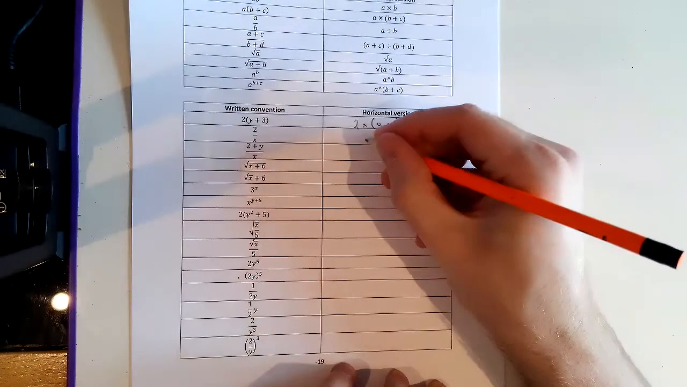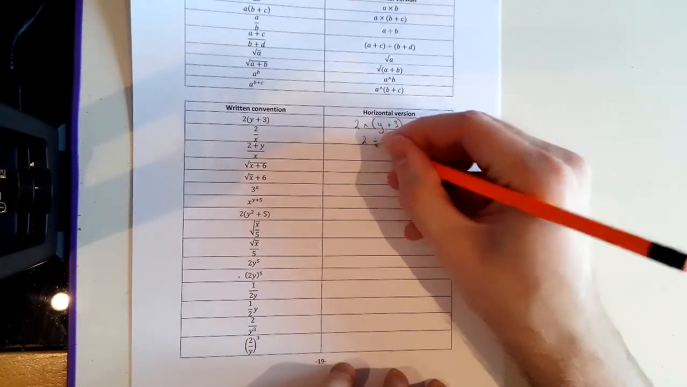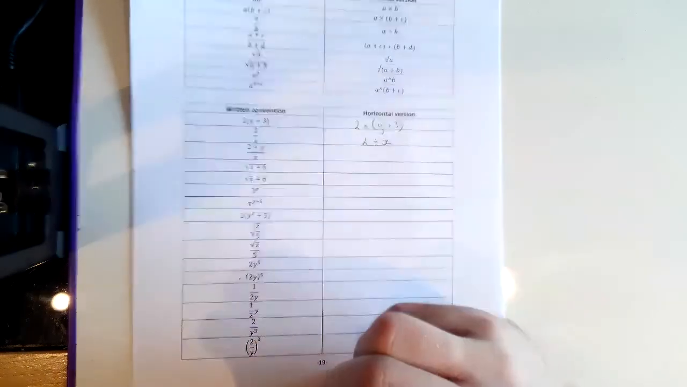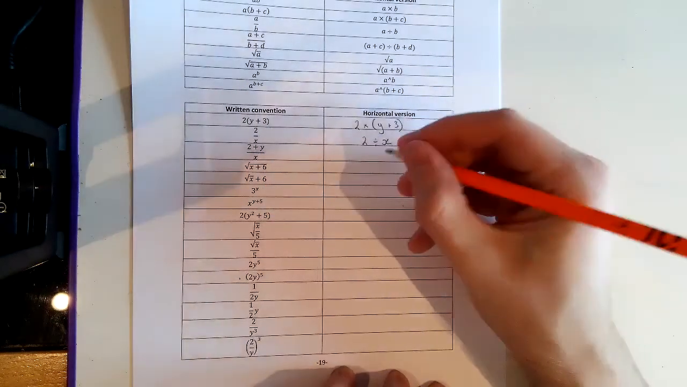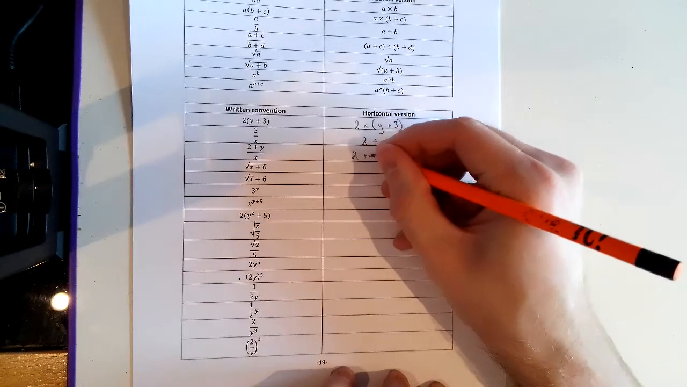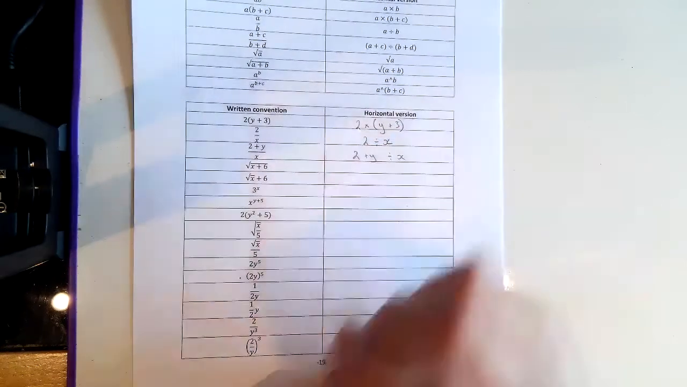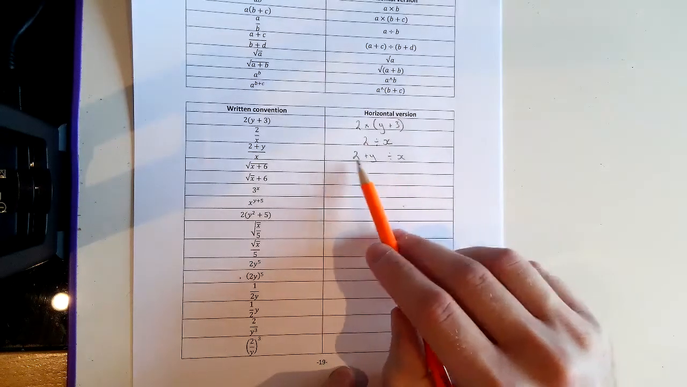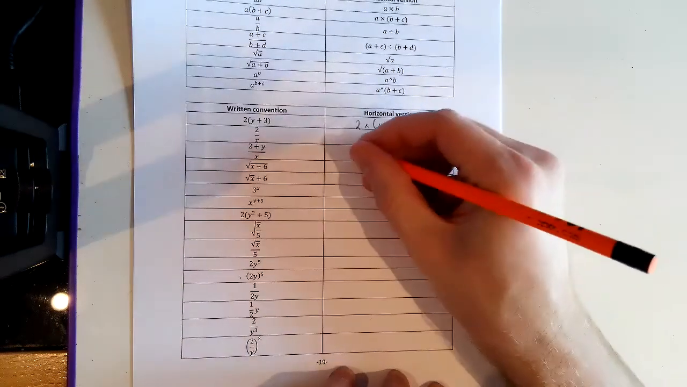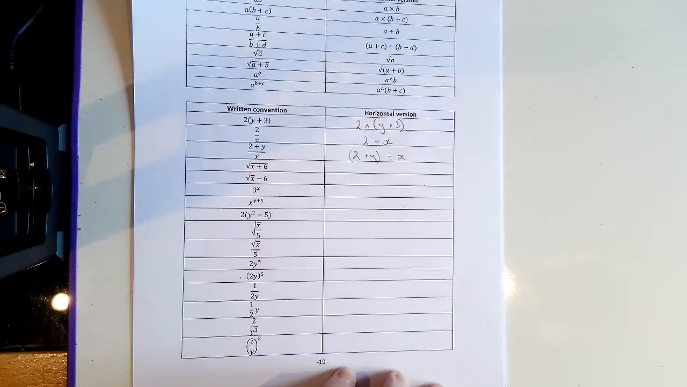2 over x, we just do 2 divided by x. 2 plus y over x. Well, if I did this, 2 plus y divided by x, my calculator would do y divided by x first, because BIDMAS, and then add 2, whereas we want 2 add y to be divided by x. So we put brackets around all of it.